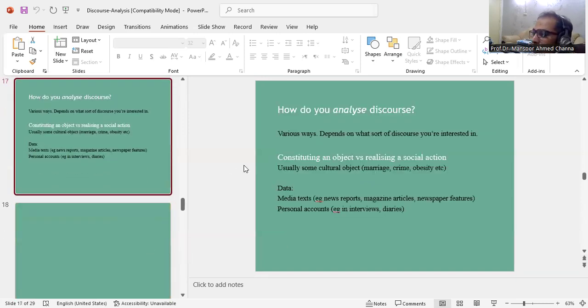How do you analyze discourse? There are various ways, depending on what sort of discourse you are interested in: constituting an object versus realizing a social action. Usually some cultural object, marriage, crime, obesity, etc. Data: media text, for example news reports, magazine articles, newspaper features, personal accounts. For example, an interview or a diary can be analyzed.